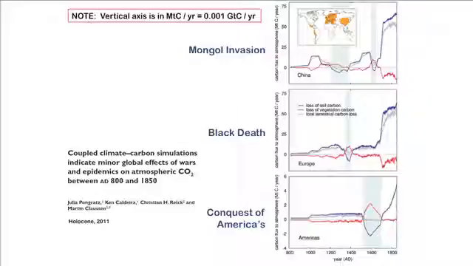This is another study. People have suggested that big historical events like the Black Death or Genghis Khan's invasion of China basically destroyed the societies and allowed forests that had been cleared to regrow, and some people claim that this was responsible for climate events in the past, and we just think that's not right.